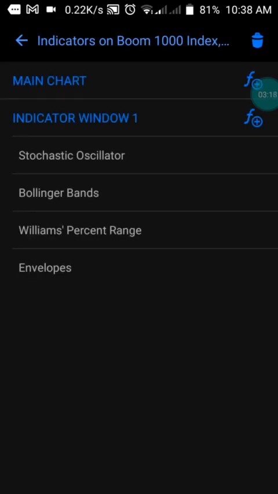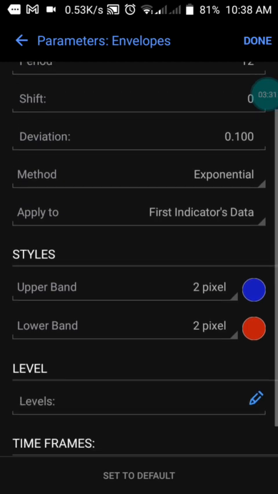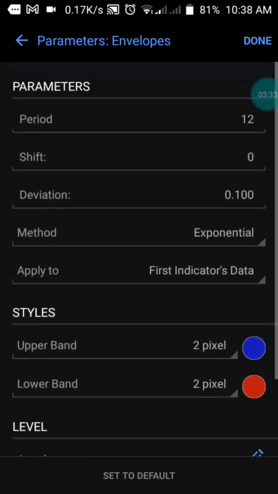Let me show you the last setup here. We have the period of 12. We have the shift of 0. We have our method to be exponential. We have it applied to first indicator data, and we have the upper band and the lower band, which are in blue and red color. So that is exactly the settings. Then you press on done.